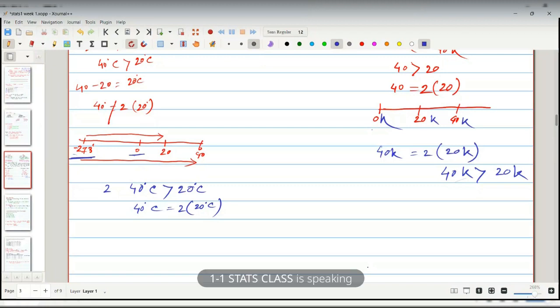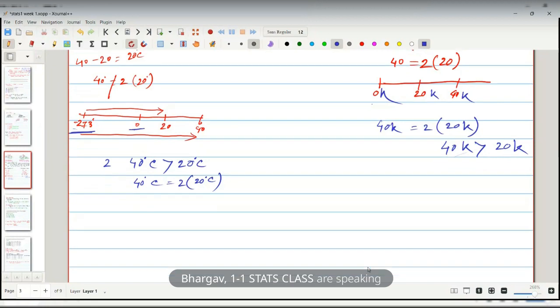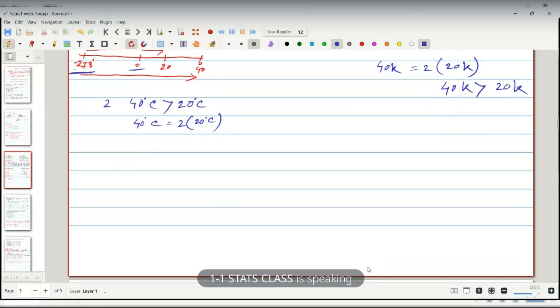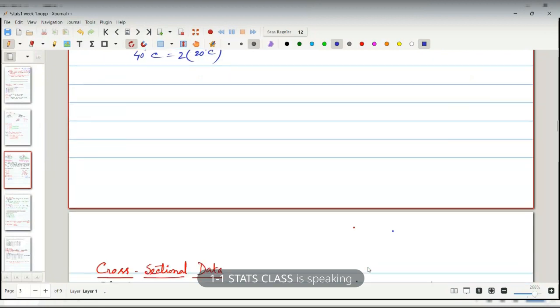Another example. The best example for interval and ratio is the temperature in Celsius and Kelvin. I'll discuss the previous year question, and from that you can get some examples.